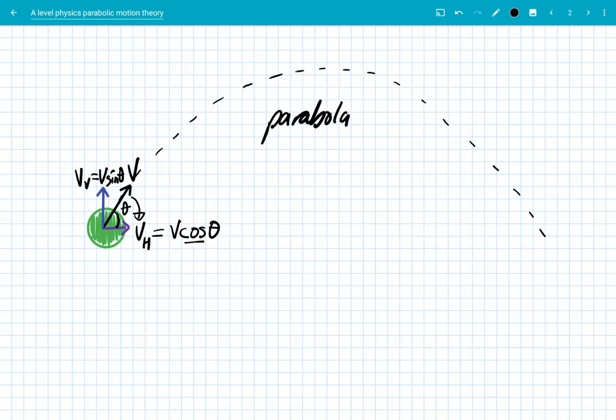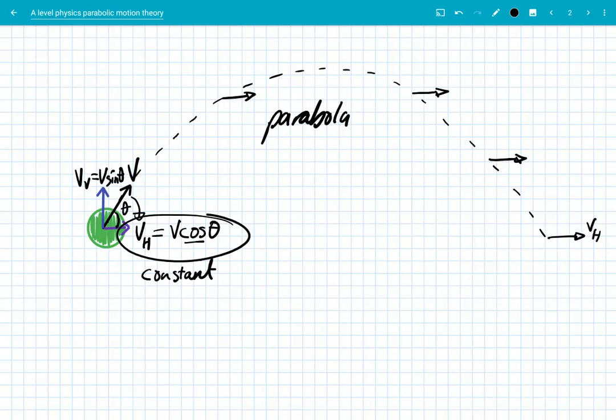And as I've mentioned, there is no drag acting. So this horizontal component is constant. Wherever you are in the flight of this path on the parabola, the horizontal component will always be the same. It is constant. So VH, really important, is constant. I can't emphasize that enough, and that's because there's no horizontal forces acting. So at every single point, wherever you are, it will be exactly the same.